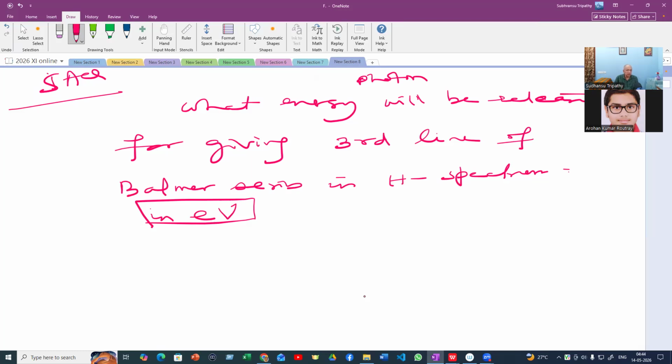No, the difference. That photon is the differential energy between 5 and 2. So you have to find E5 minus E2, that is the answer, not the absolute value of the energy of the electron in the fifth shell or second shell. But the transition from a higher shell to a lower shell or from a lower shell to a higher shell results in the emission or absorption of a photon. You understood? Yes, sir.